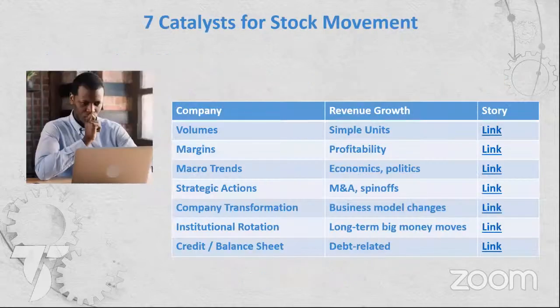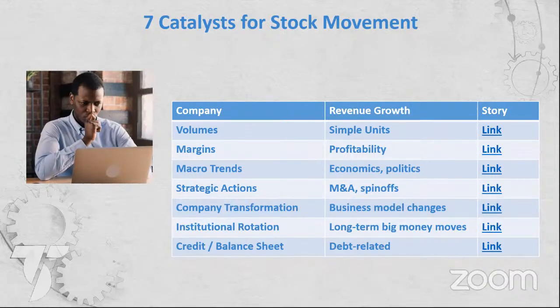Next, I don't have a huge amount of time for this, but as someone who's written tens of thousands of articles about the stock market in the last 20 years, I believe that as you take a step back, there are essentially 7 catalysts at any moment in time that explain why stocks move. Volumes, margins, and macro trends are the 3 most important.